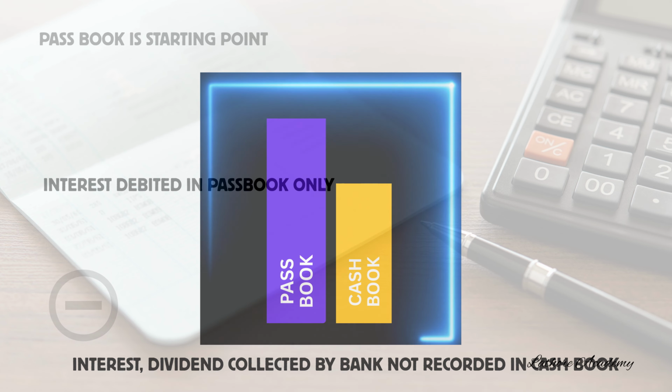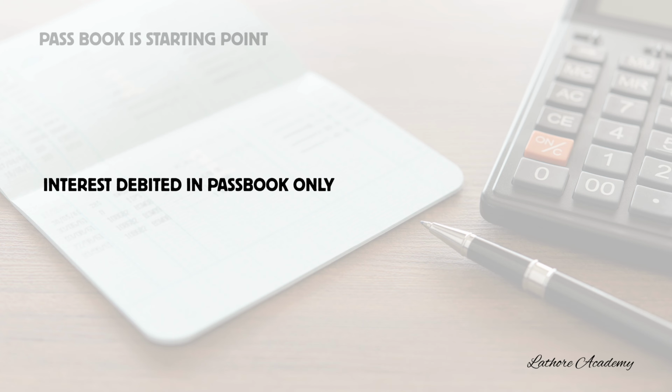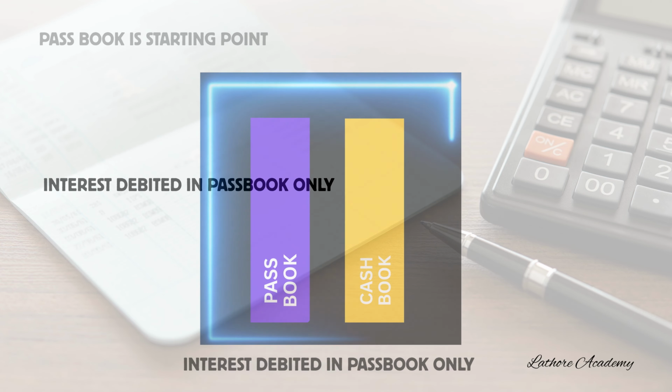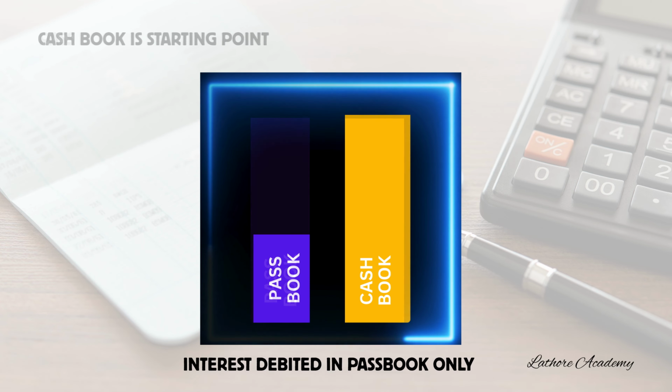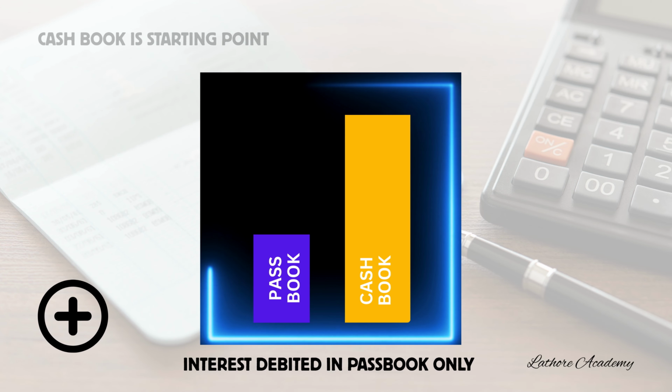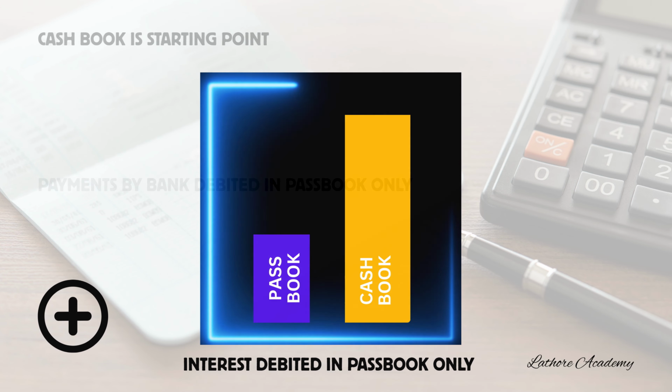Next transaction, where interest is debited in the passbook only. The interest charge reduces your passbook balance first, but your cash book doesn't show this expense. We have to add this interest to match the higher cash book balance.